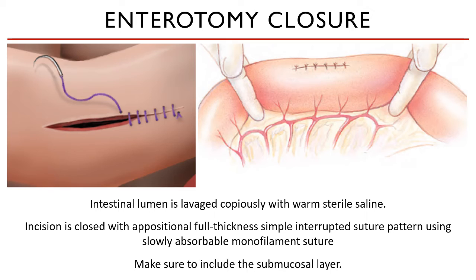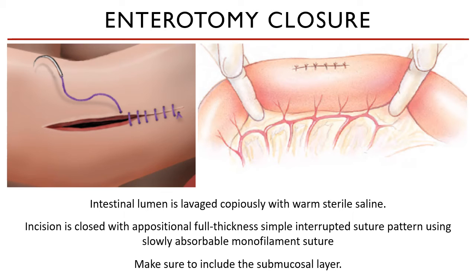Again, make sure you include the submucosal layer in your suture bites. The submucosal layer is the layer that contains the most collagen. That's why it is the toughest layer of the intestine and of the stomach. That's why it is important that you include it in your suture bites.